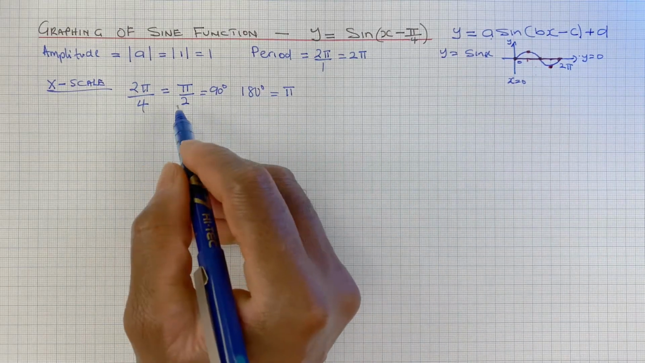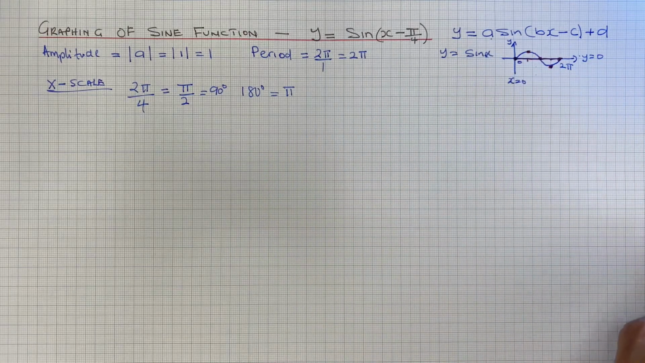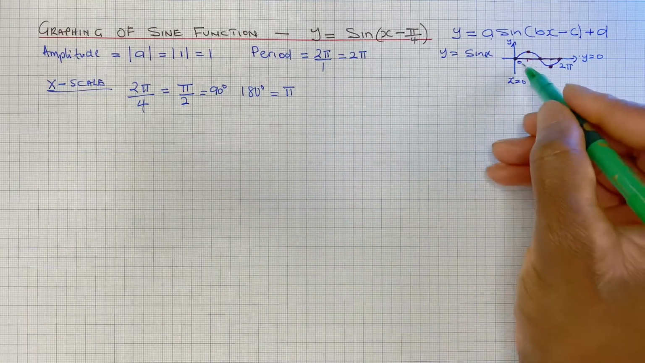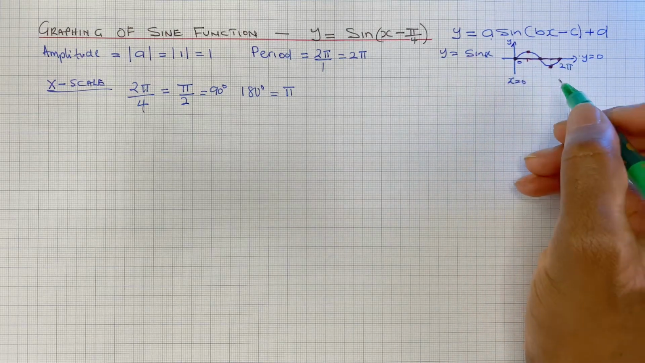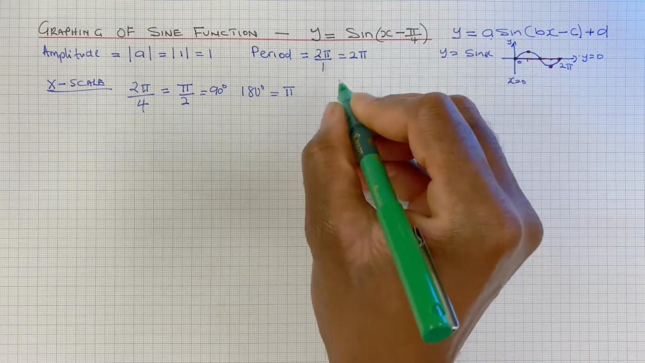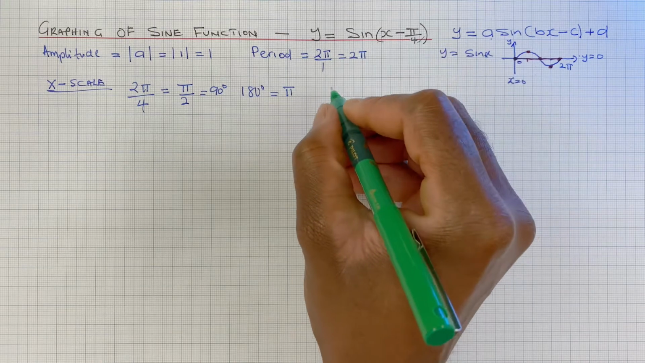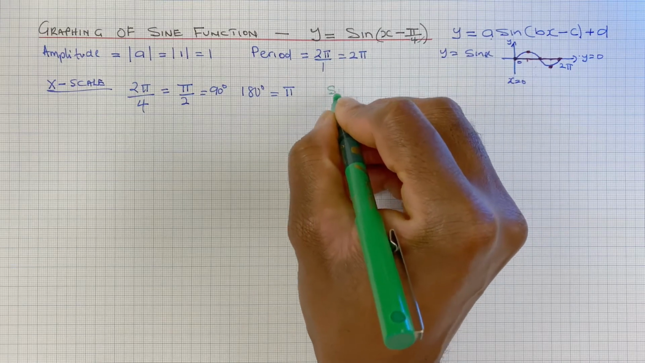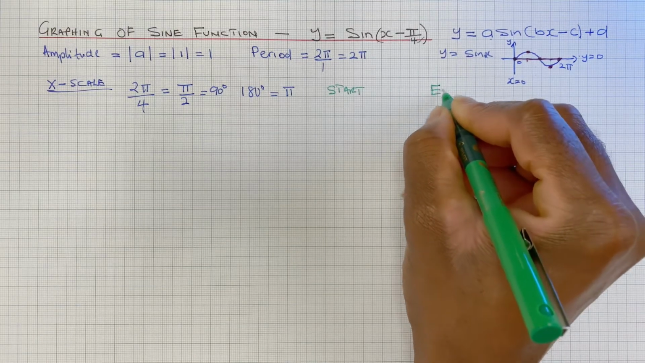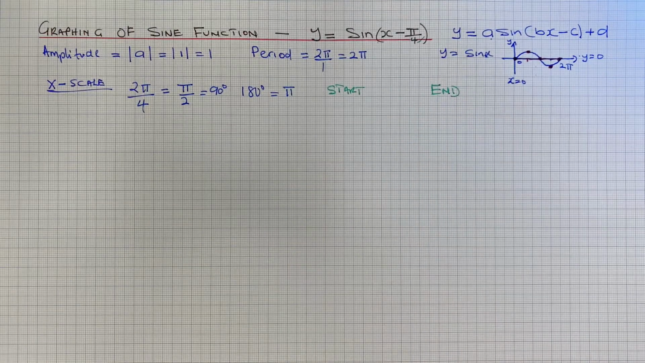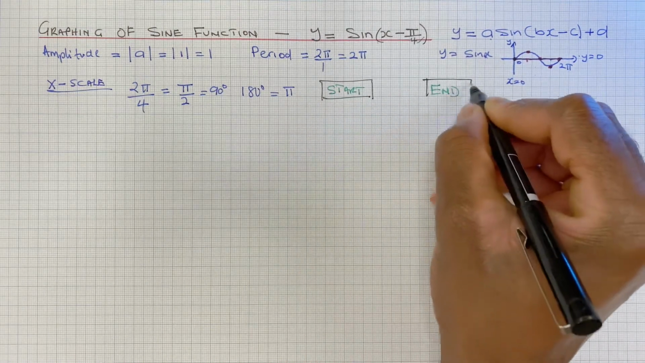Now let's work out where to start. The starting point for x in y equals sine x is 0, and you finish at 2 pi. The starting point for our function is found by taking the value in the bracket and setting it to 0. We need to know what the start is and what the end is.